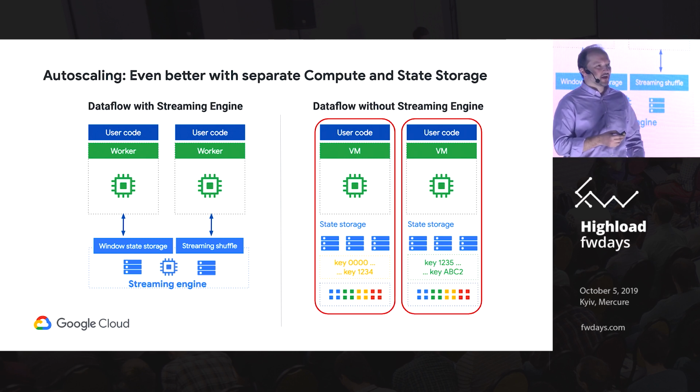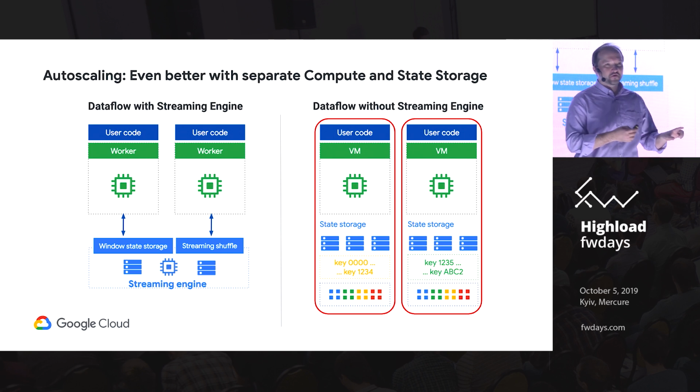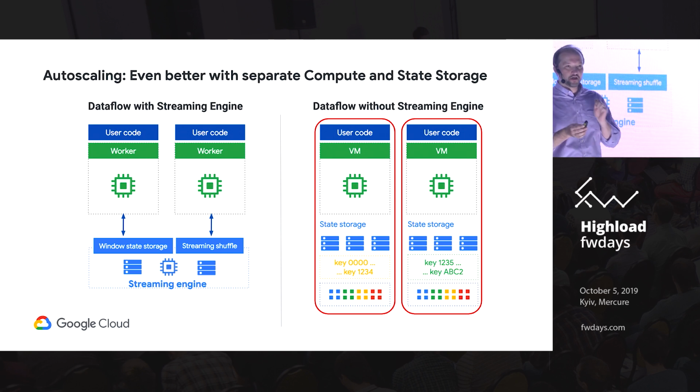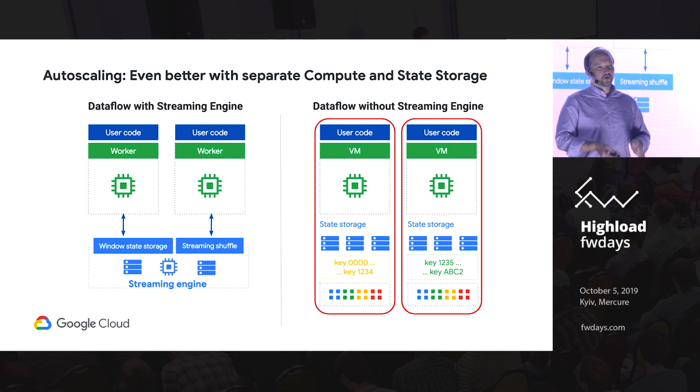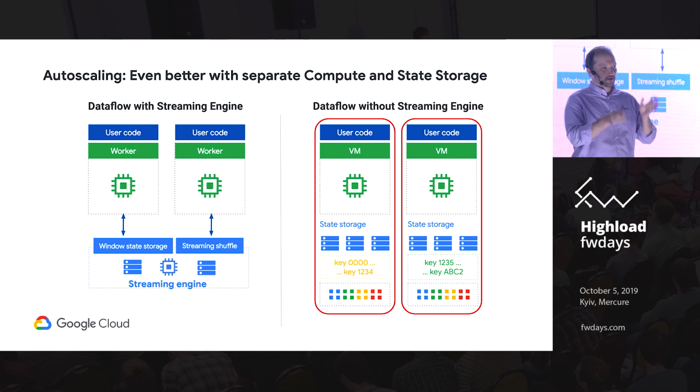When you don't have the Streaming Engine and you have to do the shuffling and state storage on each individual worker, your unit of scale is workers. So you have to scale CPU and storage simultaneously. You're very fixed and very inflexible in scaling the resources.